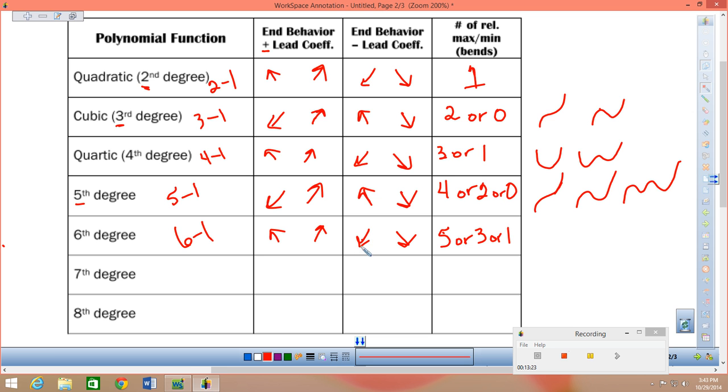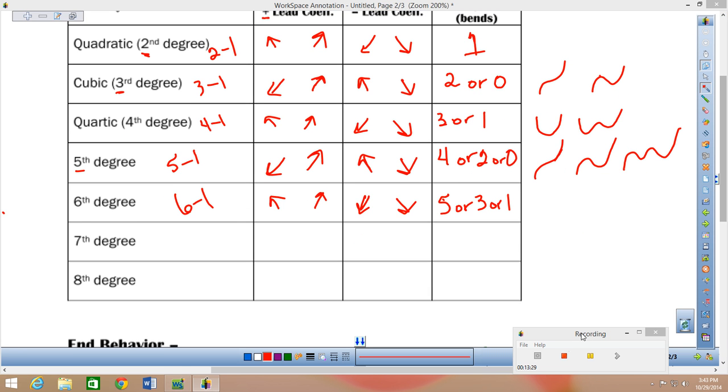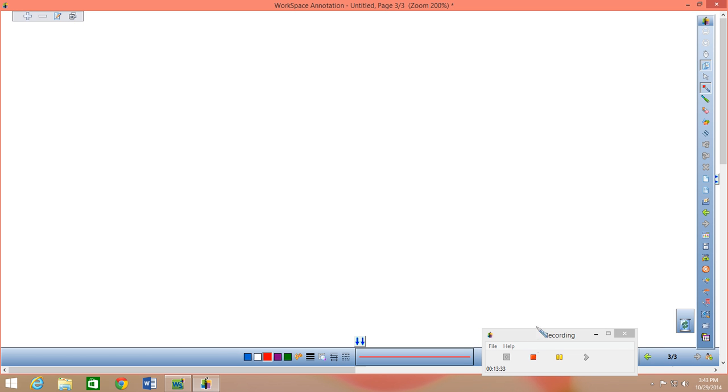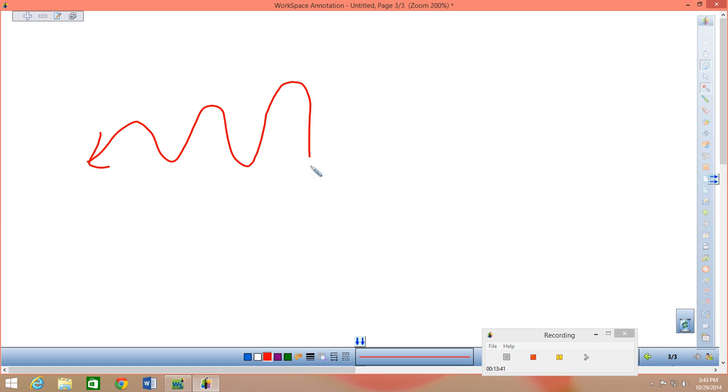Make sure that you ask me about this in class if you're still confused about any of it. Let's just look at a couple of examples, and then we'll be done. So let's say that I've got something that looks like this. I want to know what is the possible degree of this function, and what is the lead coefficient doing.